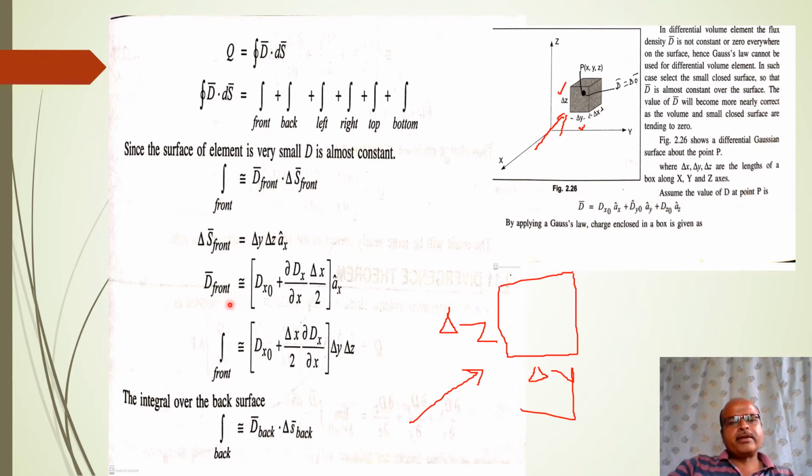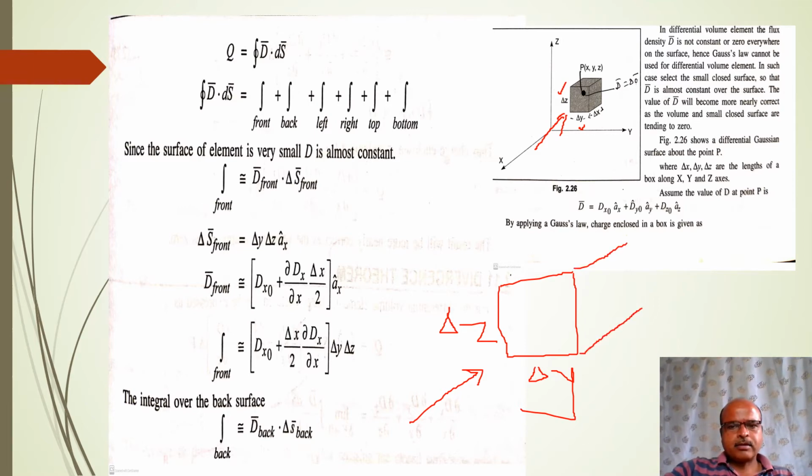D bar front is calculated as, so first here you can write one theoretical sentence, but you can also write directly. So d bar front is given by electric flux density at the center. Electric flux density at center is denoted by dx0 plus partial rate of change of dx with respect to x, which is denoted by dabba dx by dabba x into half the length. Total length is here del x, and if you take from center, half of del x, that is del x by 2, this length.